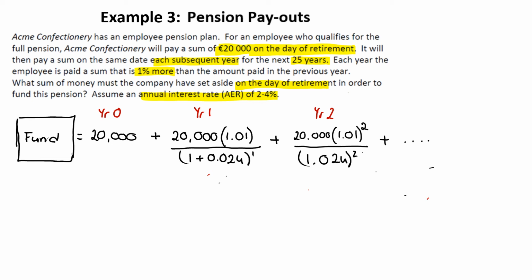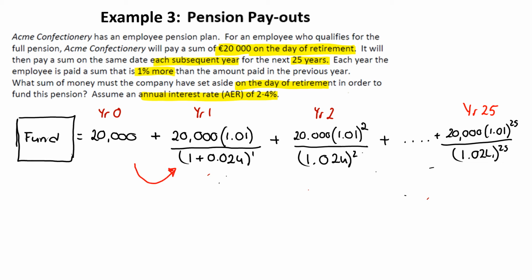until effectively the end of 25 years. So it's going to be 20,000 times 1.01 to the power of 25 all over 1.024 to the power of 25, and that is year 25. So it's a little bit more complex. That 1.01 just made it a little bit more complex.